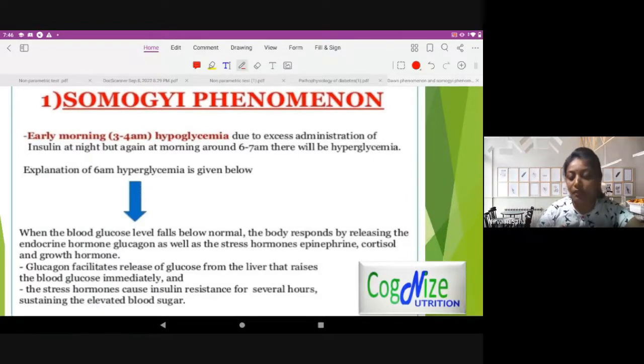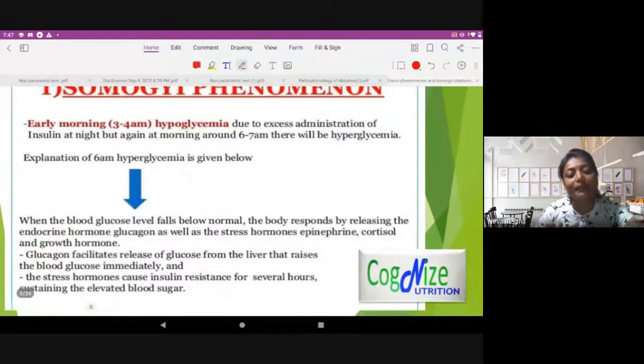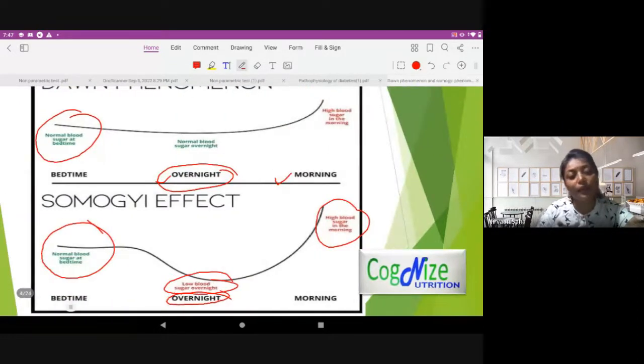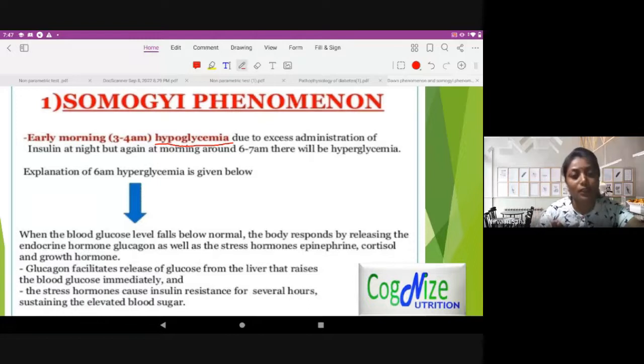In this case, just check the previous graph, we have learned that there will be high blood glucose in the morning, before which you have experienced very low blood glucose overnight. So mostly in this case, the blood glucose will fall, and then with a sudden rise, the blood glucose will rise. In the early morning, around 3 to 4 a.m., there is a hypoglycemia condition. If you check the blood glucose level for these individuals, you will find that around 3 to 4 a.m., there's a hypoglycemic condition, right?